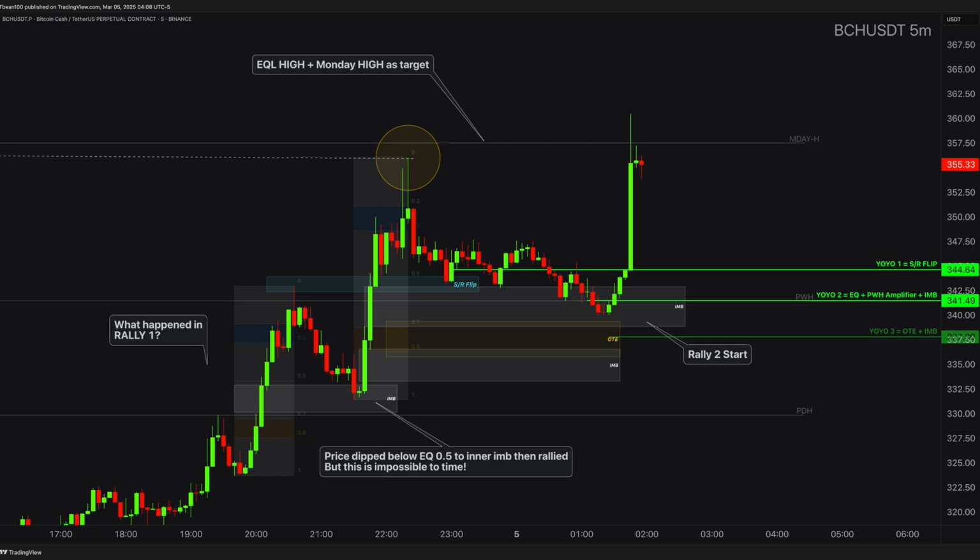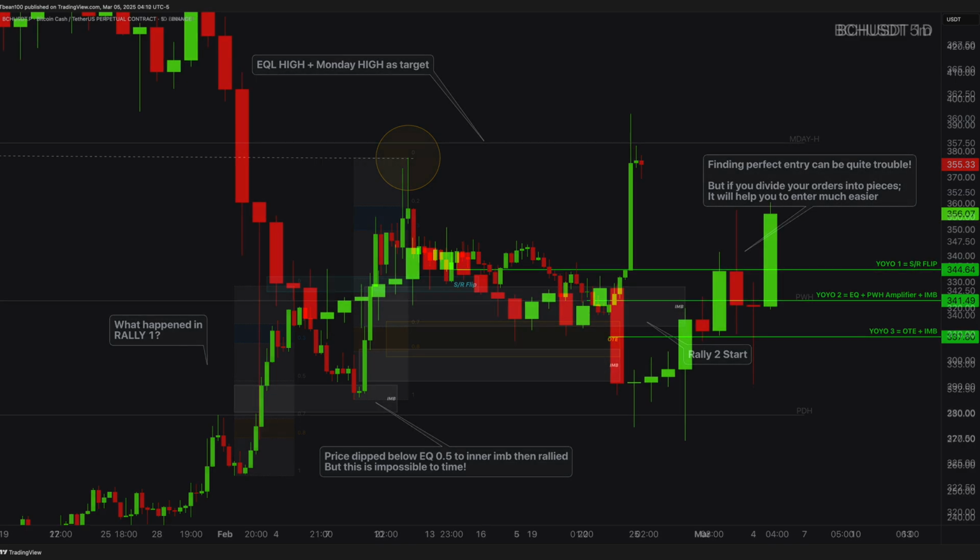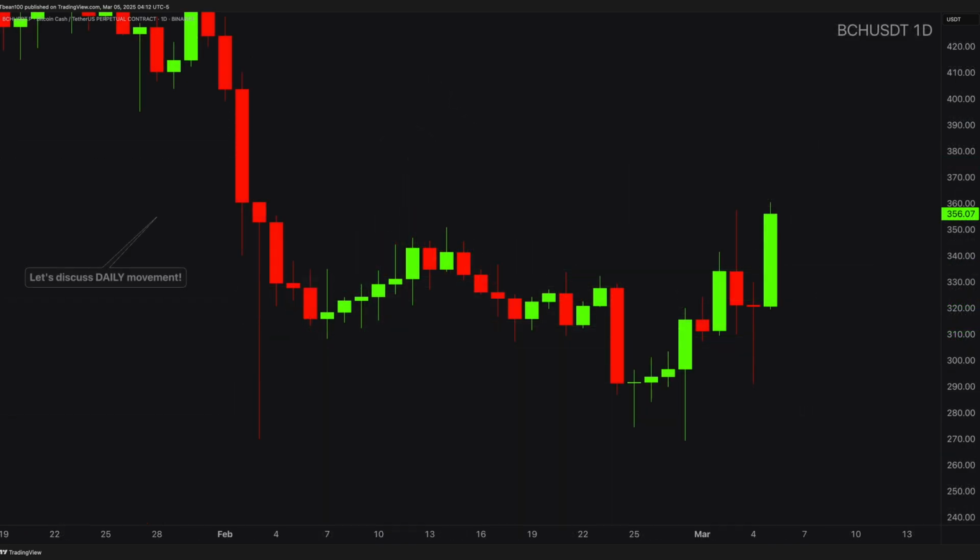So as your last order, this optimal trade entry with deep imbalance is a great choice. This is how you strategically set your orders and not look for a single super trade location. Instead, we divide our orders. I think this clarifies a lot of things for you. Now let's get back to the daily chart and see the reasons why this coin rallied.